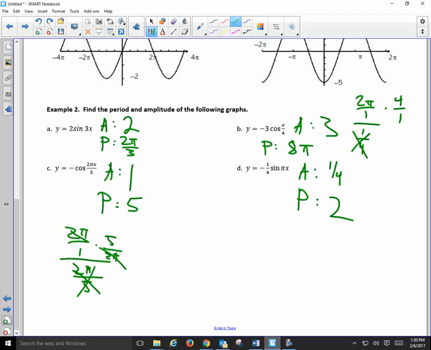Which part? 2 pi divided by b. b is the number in front of the x. Yep, that's it.